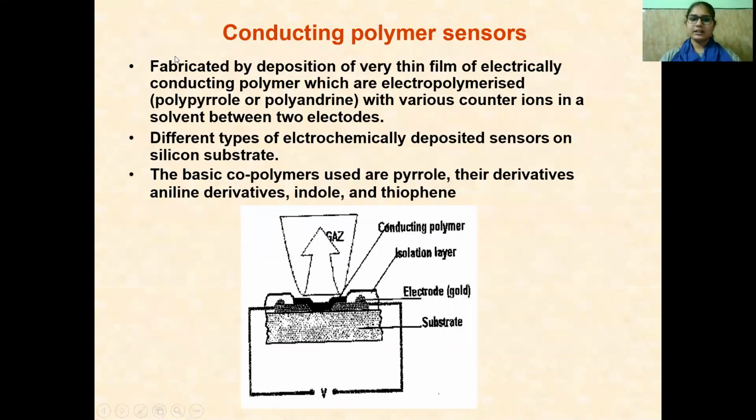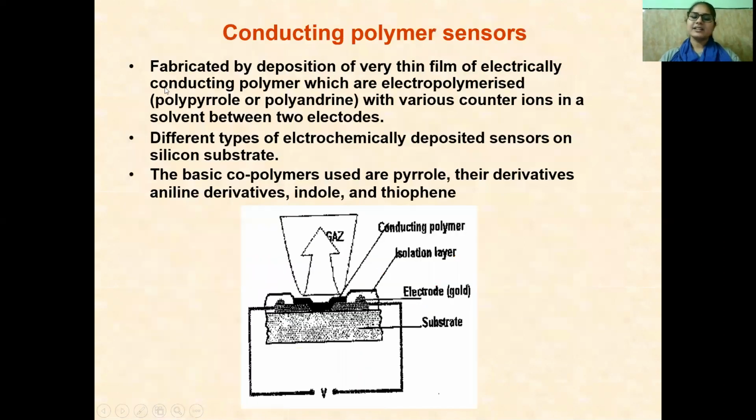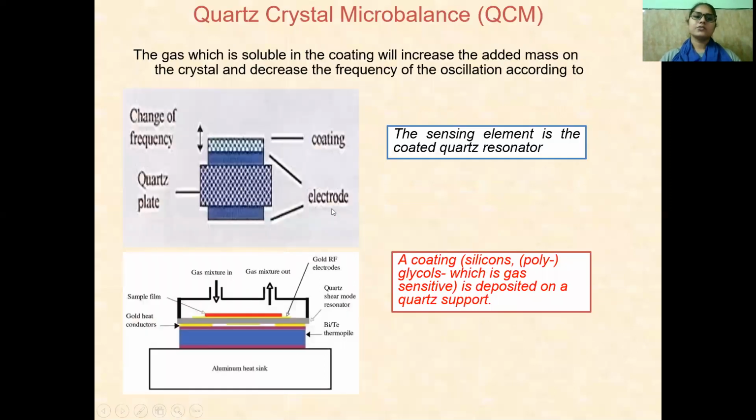Next we have the conducting polymer sensors. They are fabricated by the deposition of a very thin film of electrically conducting polymer, which are electropolymerized, basically polypyrrole or polyaniline with various counter ions in a solvent between two electrodes. So these are different types of electrochemically deposited sensors on a silicon substrate. The basic copolymers used are pyrrole and its derivatives, aniline derivatives, and indole or thiophene. Next we have the gas which is soluble in the coating.